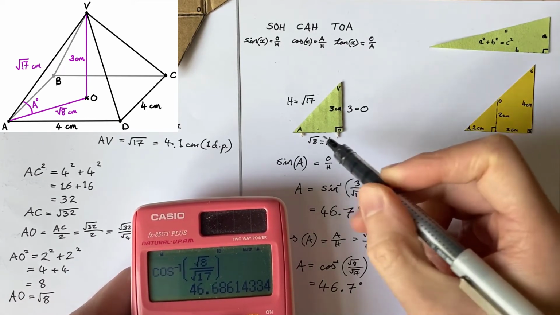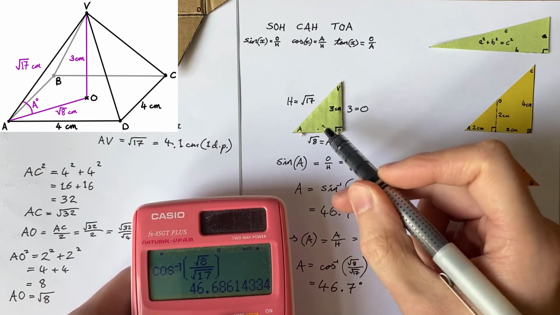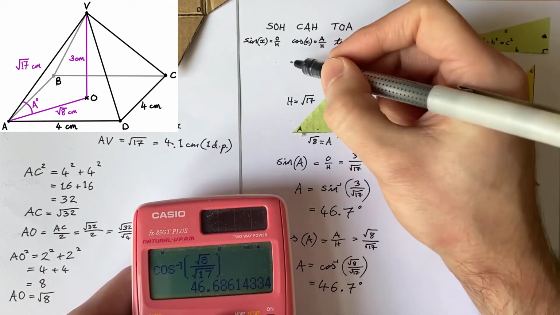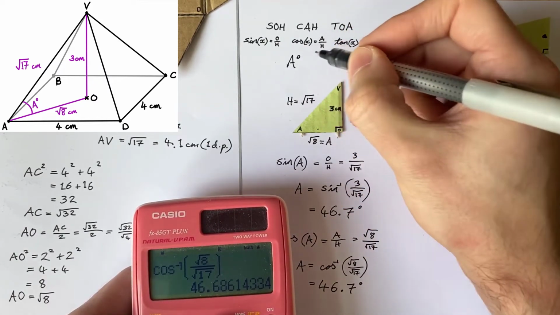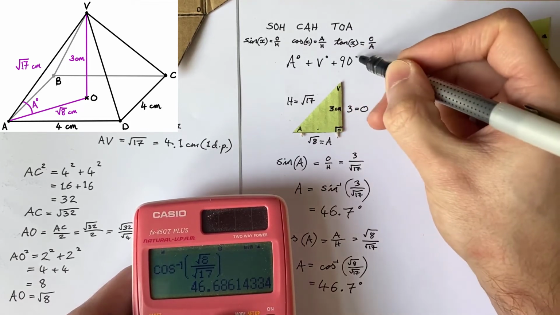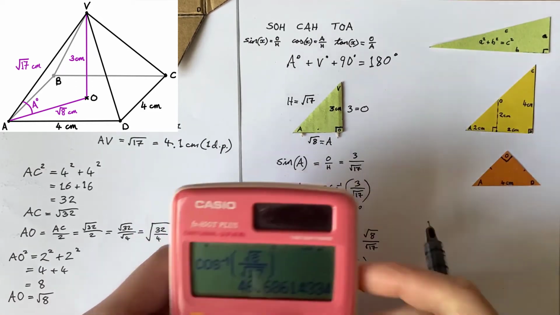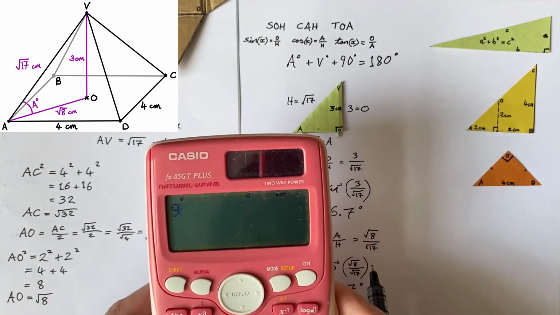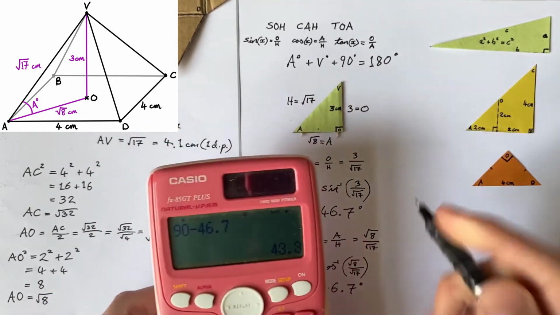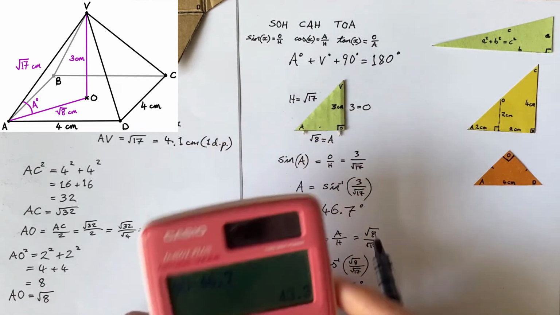And again, if we want to find out V, you could also use trigonometry, but we could also use the fact that the angles inside a triangle add up to 180 degrees. So if we know that, then the angle A in degrees plus V in degrees plus 90 degrees is equal to 180 degrees. So in this case that would be 90 minus our 46.7, so roughly V's angle is about 43.3 degrees.